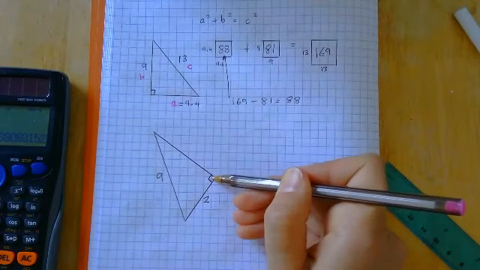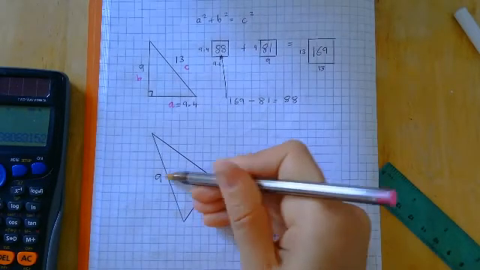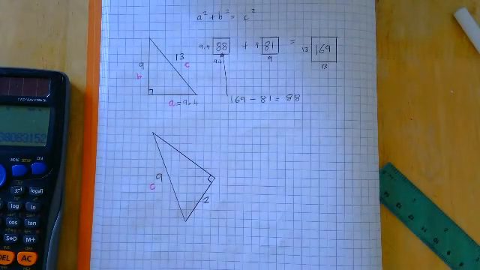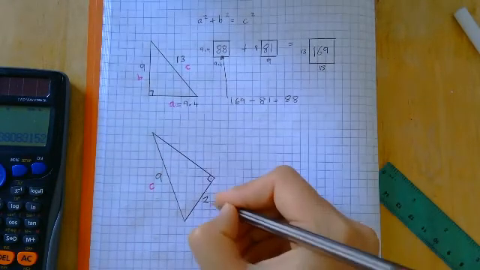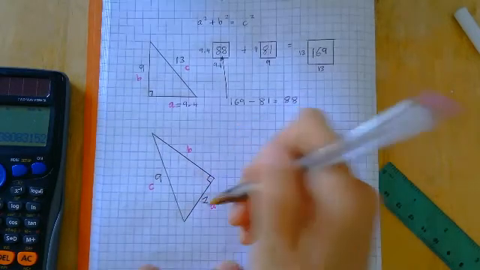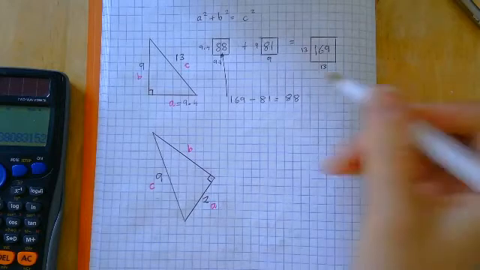Where does C go? C always goes opposite the right angle. So here's the right angle, and I go opposite. So that's C. And then I've got A and B, and it doesn't matter. I'm going to put A here and B here, but you could have them the other way around and we'd get exactly the same thing.